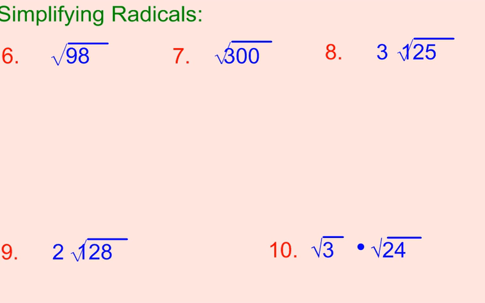The other thing we're going to review quick is how to simplify square roots that are not perfect squares. This is something you did in intermediate algebra and a little bit in geometry. So if you look at number 6, the square root of 98 is not a perfect square. If I punch it in my calculator, I'm going to get a decimal. So what we do for those is we write them in what's called simplified square root form.